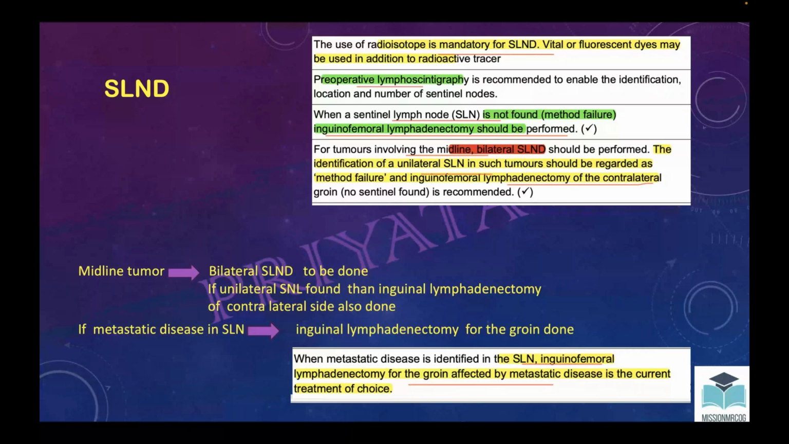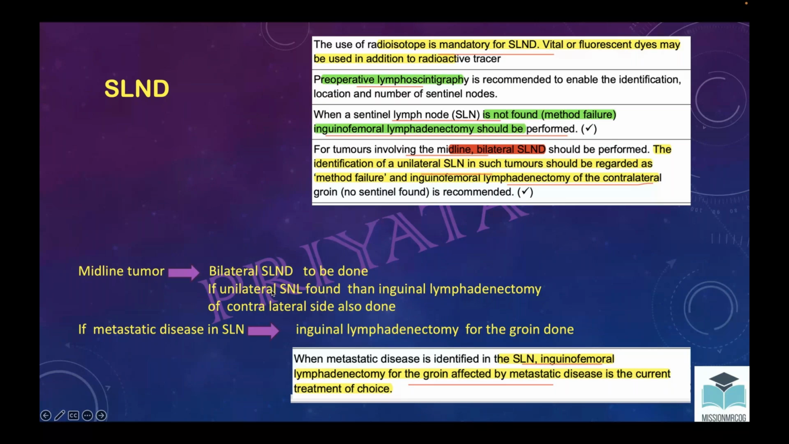Now this is again the same thing. If they are doing a sentinel lymph node biopsy, and they found it positive, then they will do the inguinal lymphadenectomy for the groin. Okay. And if the midline tumor is there, then both sides they will check, and if one side lymph node comes positive, then lymphadenectomy for the other side is also to be done.